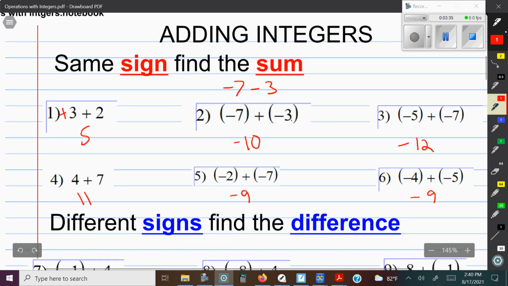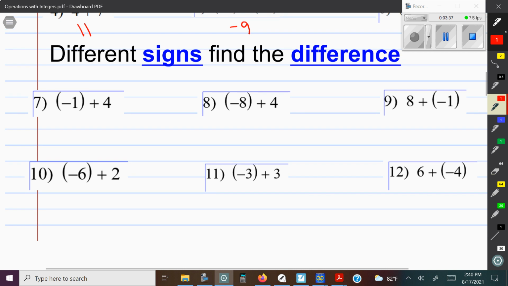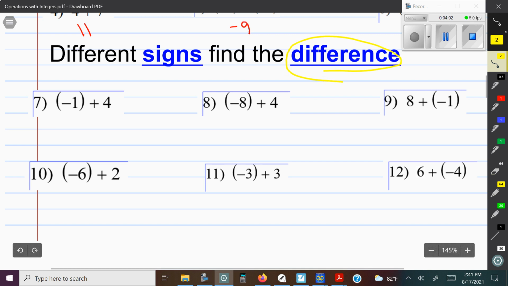All right, let's take a look at a few more. Now on these, different signs, find the difference. When you have different signs, you go find the difference, and that means you go subtract. You find the difference between them, regardless of the fact that you have a plus here. If you're adding two terms that have opposite signs or different signs, you find the difference. Okay? So let's take a look at a couple examples here.